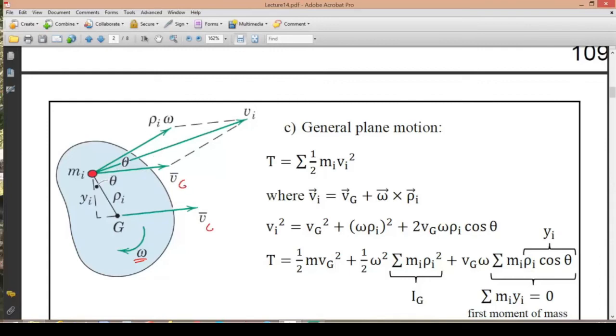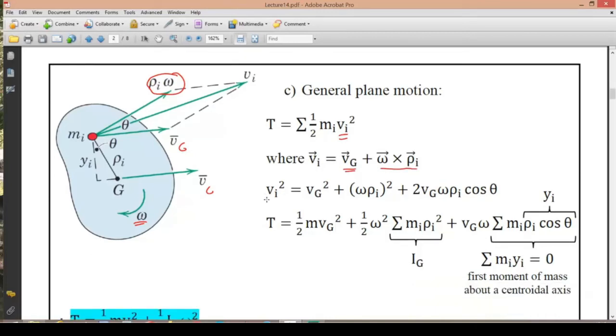And also due to the rotation of this rigid body, rho_i times omega, and rho_i is defined as this radius from the mass center to the discrete particle i. And the total velocity is a combination of these two velocities. So if I want to write out V_i, it is composed of the mass center's velocity plus this extra term due to the rotation. Now we need to take the square of that. That means dot product of V_i times V_i, by the way. Okay, so that you will get the square.